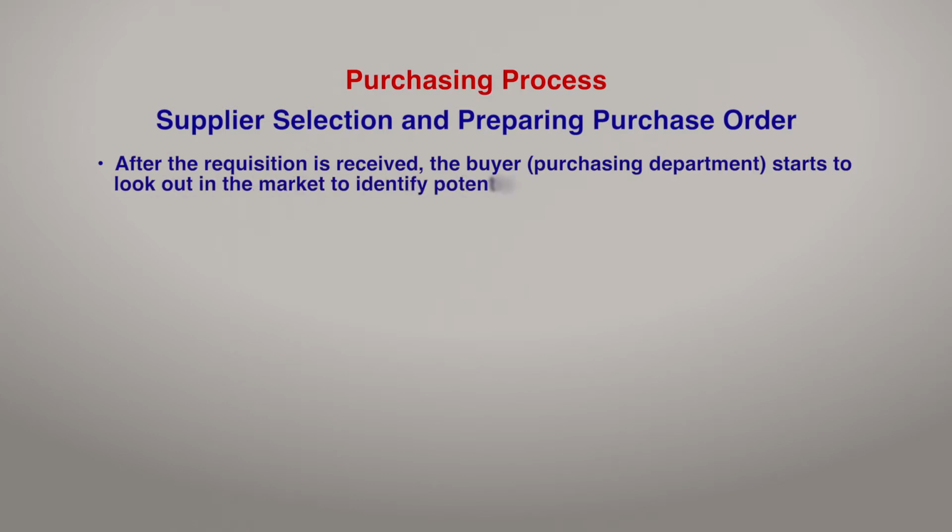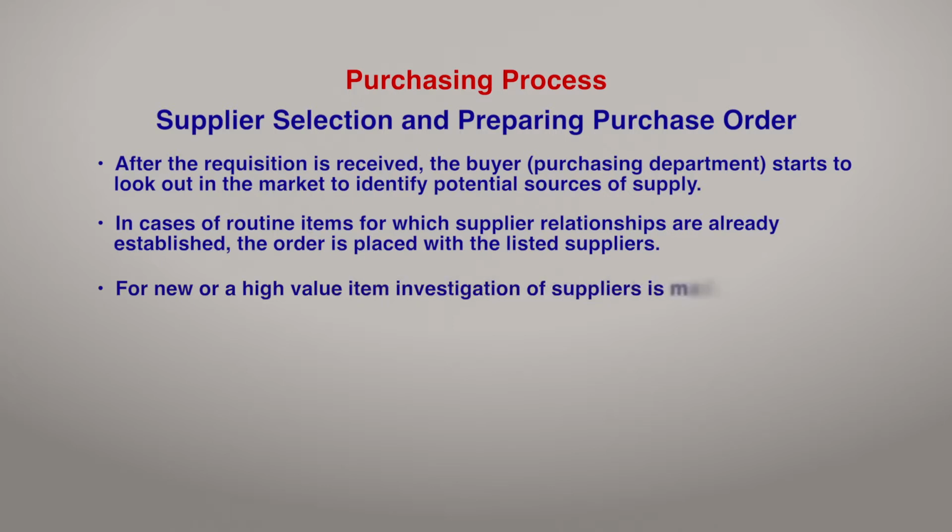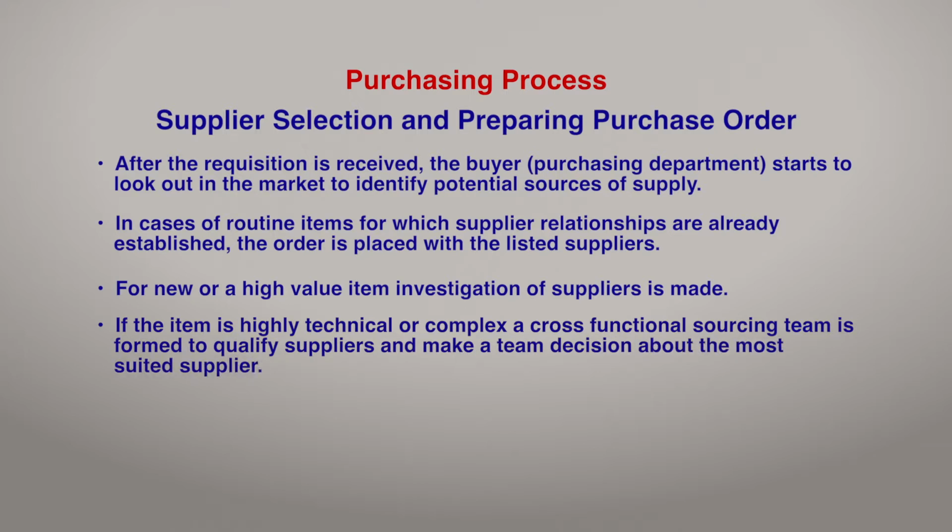After the requisition is received by the buyer, the purchase department starts to look out in the market to identify potential sources of supply. In the case of routine products for which supplier relationships are already established, the order is placed with the listed suppliers. For new or high value items, investigation of the supplier is made. If the item is highly technical or complex, a cross-functional team is formed to qualify suppliers and make team decisions about the most suited supplier.